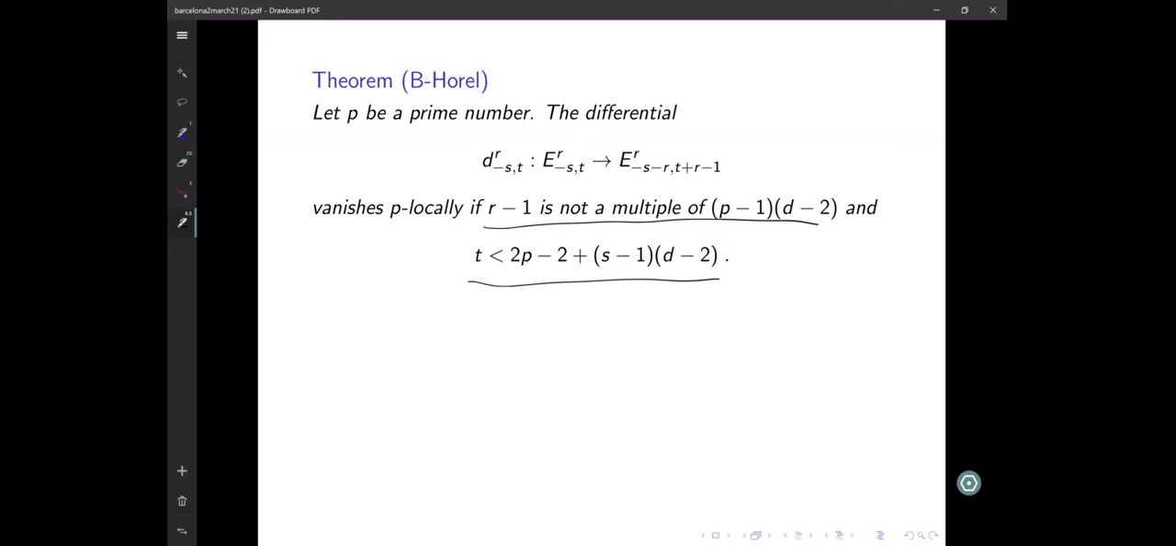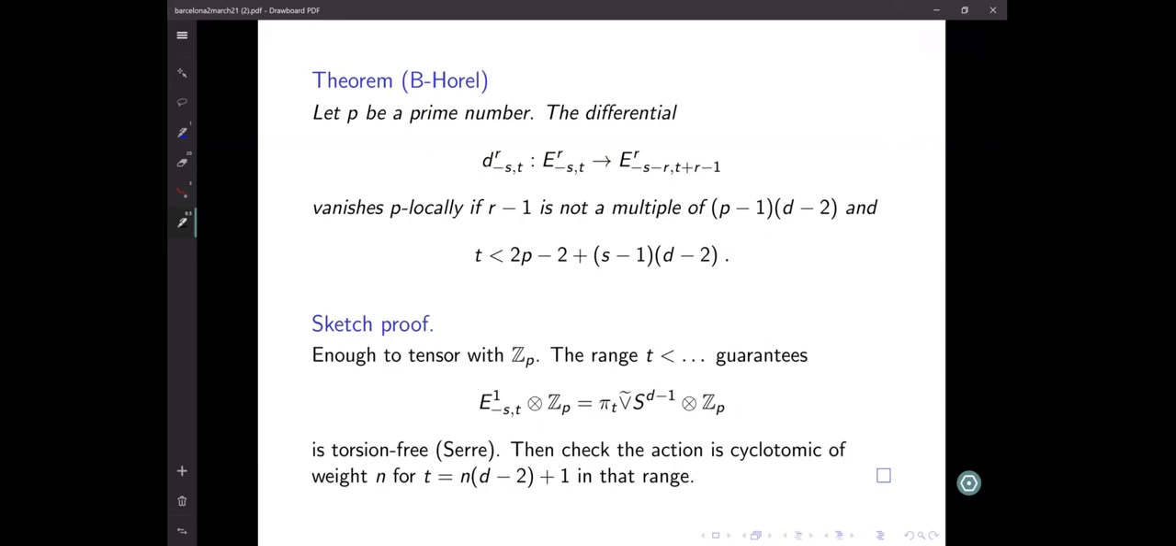I was going to sketch the proof, but I think I won't. The point is that you can compute the action on the E1 page, and because you understand these homotopy groups rationally, you know that they're concentrated in certain levels. You have to check that the action is cyclotomic on those levels, and then by the proposition above, whenever their difference is not a multiple of p minus one, you know that the differentials have to be zero. So a lot of differentials will have to be zero, at least in that range where you understand the homotopy groups very well.